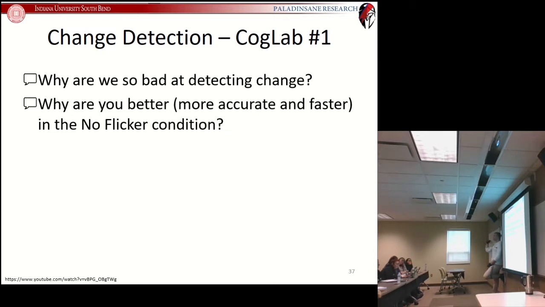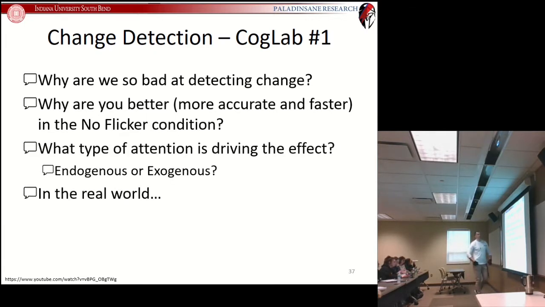So again, we spend a lot of processing power on the things that are important to us. And in our cognitive evolution, motion was very, very important to us because the things that moved in the environment could eat you and be very important to your survival, or you could eat them and they were very important to your survival, for example. So being able to process motion and dedicating a lot of resources to that is one of the reasons why we're much more accurate and faster in that no flicker condition.